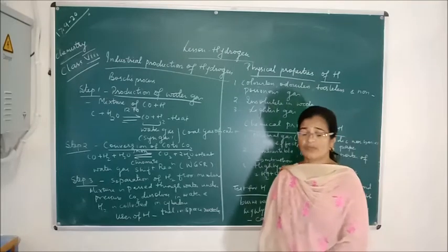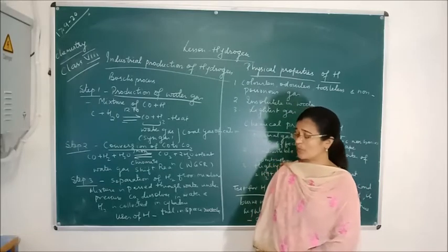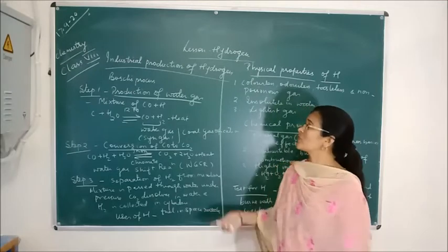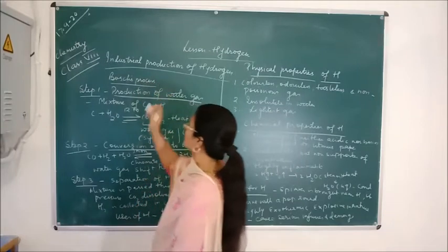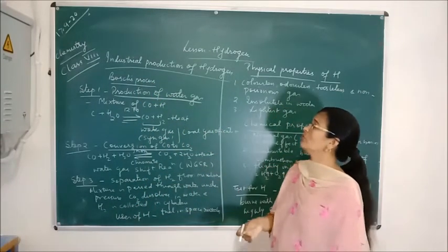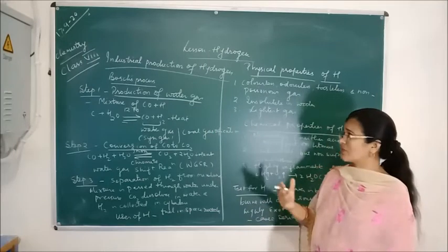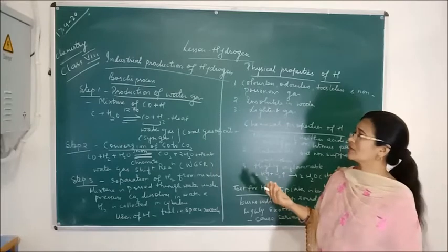So the preparation of hydrogen in the industries is completed in 3 steps, and this whole process of the preparation of hydrogen is called the Bosch process. And in this process, in step 1, what do we do? The production of water gas takes place, and actually water gas is a mixture of carbon monoxide and hydrogen.